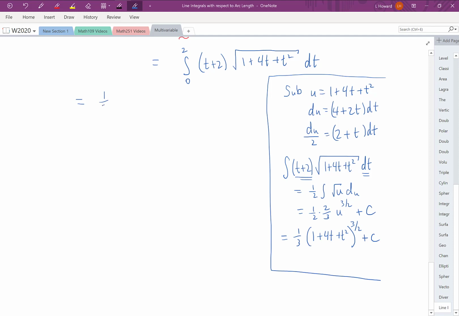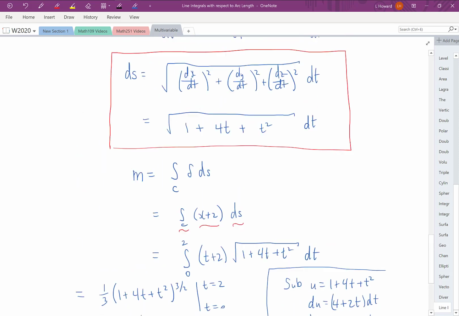So our integration gives us 1/3 times 1 plus 4t plus t squared to the power 3/2, and we're going to evaluate that at t equals 2 and then t equals 0. Well, both of our expressions are going to have the 1/3 on there, so we might as well factor that out. And then subbing in t equals 2, we'd have 13 to the 3/2, and then subtracting off our value at t equals 0, we'd have 1.